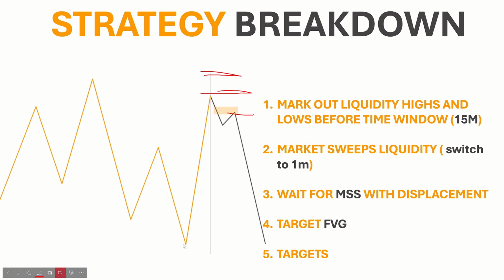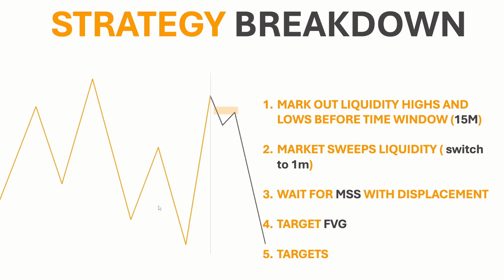So as for targets, I do target opposing liquidity such as equal lows, equal highs. It all depends. I could target opposing order blocks. It all depends on the trade. However, a good rule of thumb is to target opposing liquidity such as equal lows, equal highs.